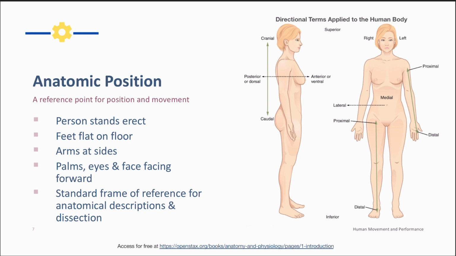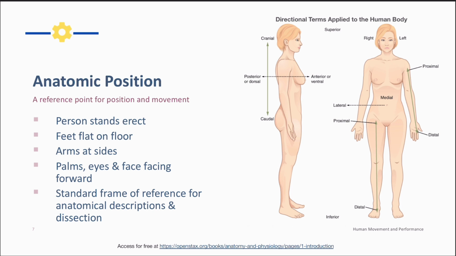We also have to think about what position our extremities are in. So anatomic position is sort of this reference point that is used to describe movement. It's that starting point. So it is a person standing upright on their feet. Their feet are flat on the floor, toes pointing forward. Arms are at the sides. All of this is pretty simple so far. But then, most importantly, the palms are facing forward, eyes are facing forward, etc.